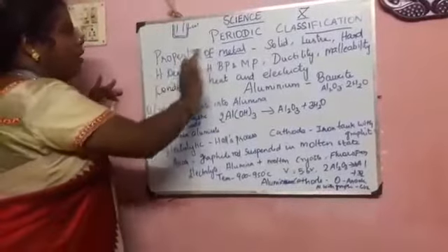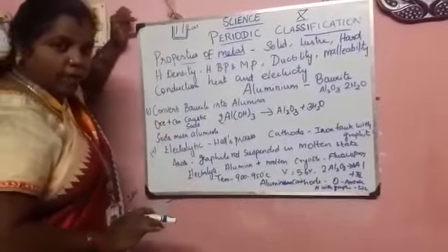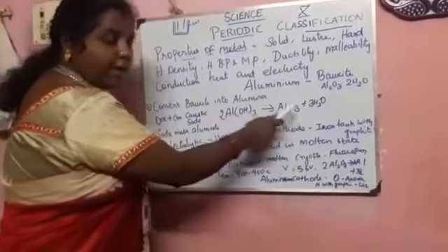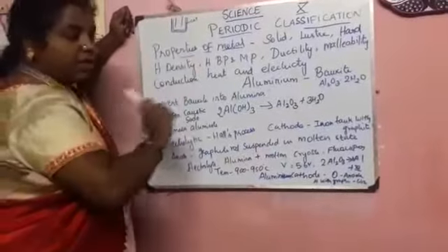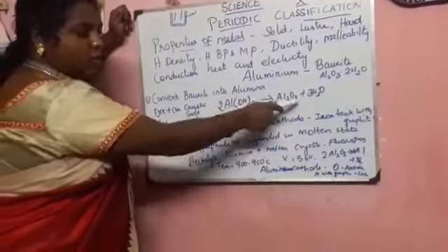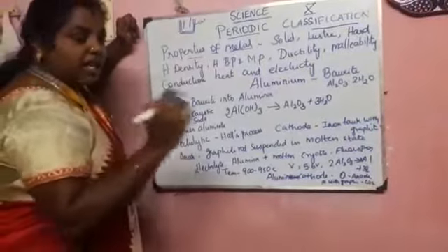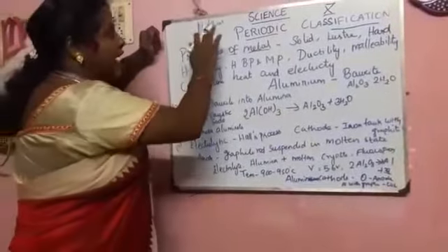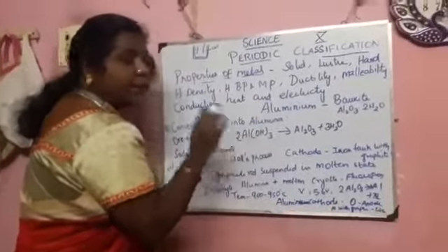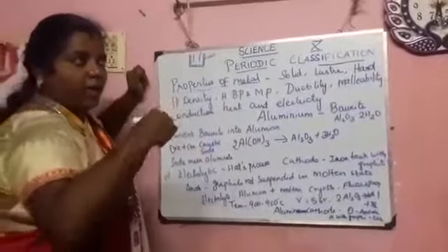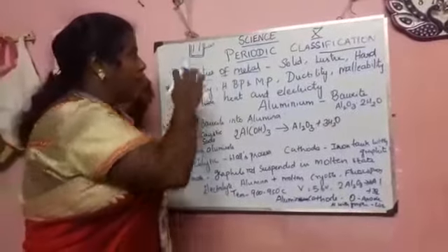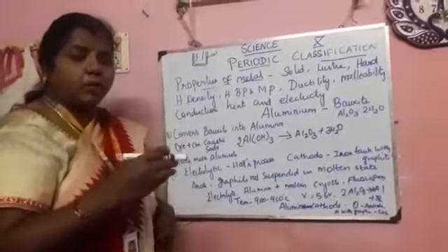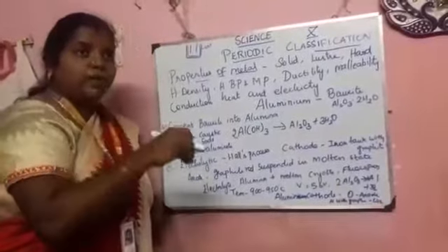The overall reaction: the alumina, Al2O3, is split into aluminium and oxygen. The aluminium is deposited at the cathode, and the oxygen is evolved at the anode. And usually the aluminium reacts with the oxygen and is treated with the graphite.